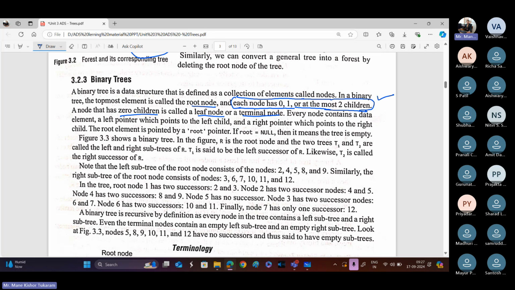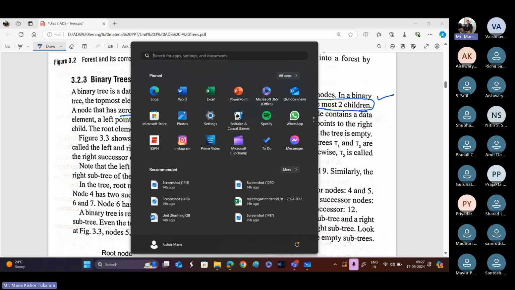Okay, so whatever we just discussed previously, the same thing is written inside this particular program. Inside the binary tree, a node has 0, 1 or 2 children. That's why it is called a binary tree. At most 2 children are there. It may be 1, it may be 0. So this is the basic feature related to the binary tree.